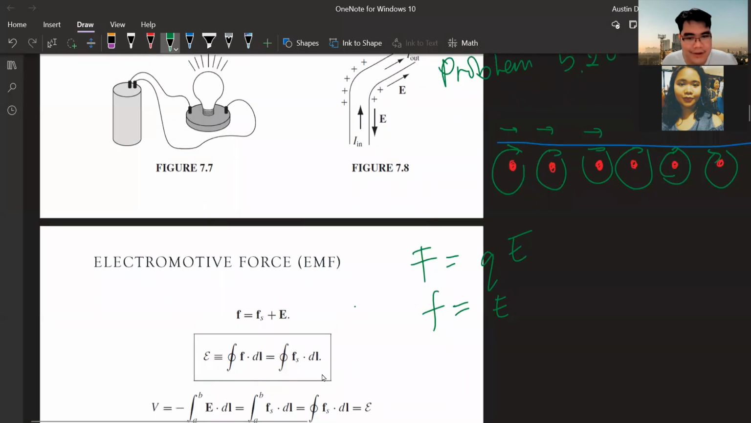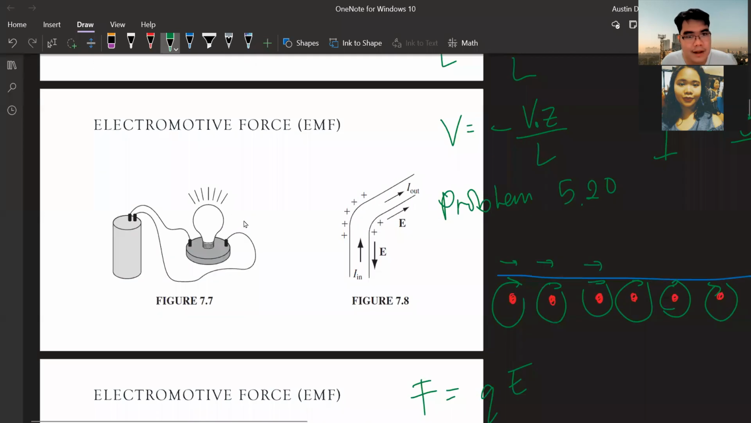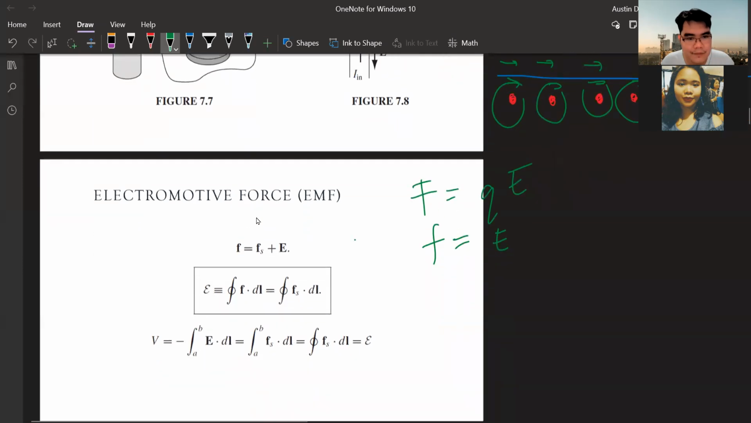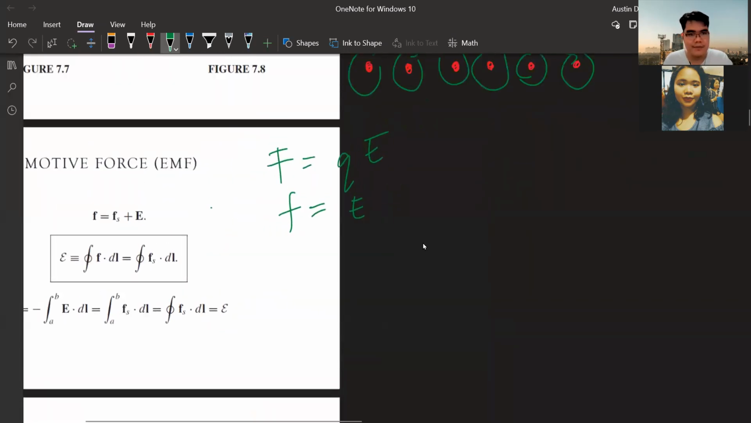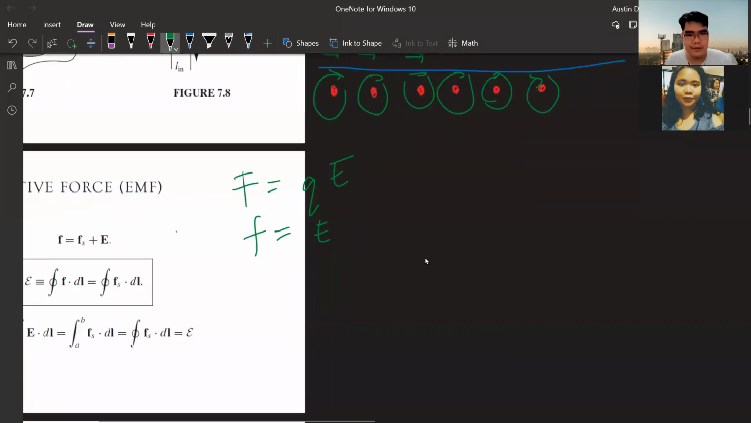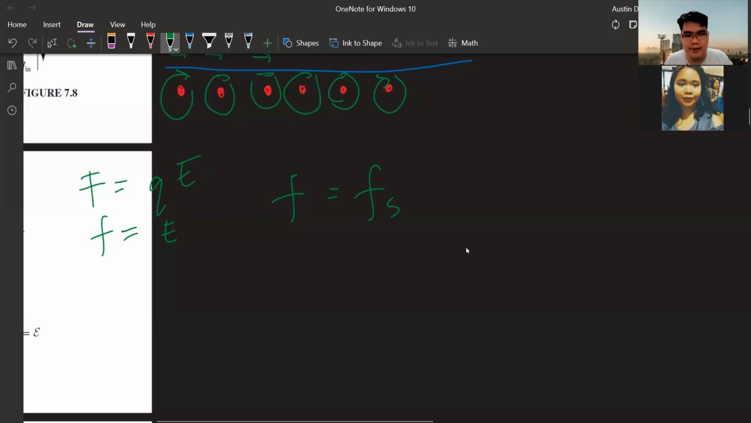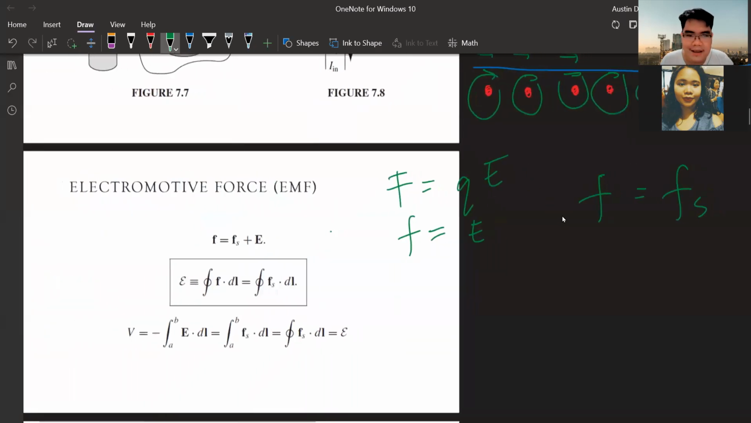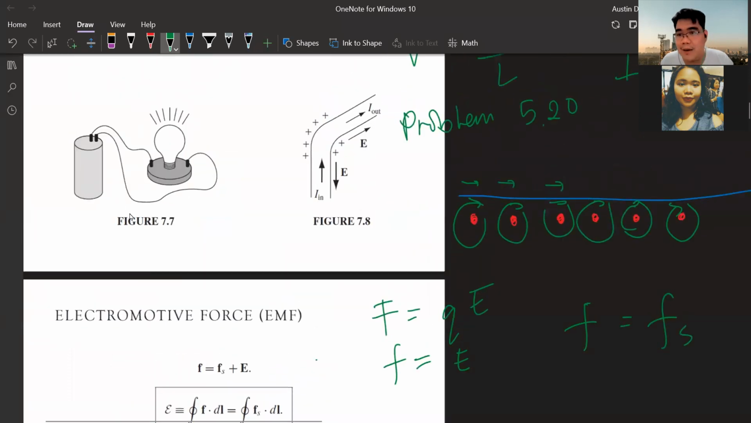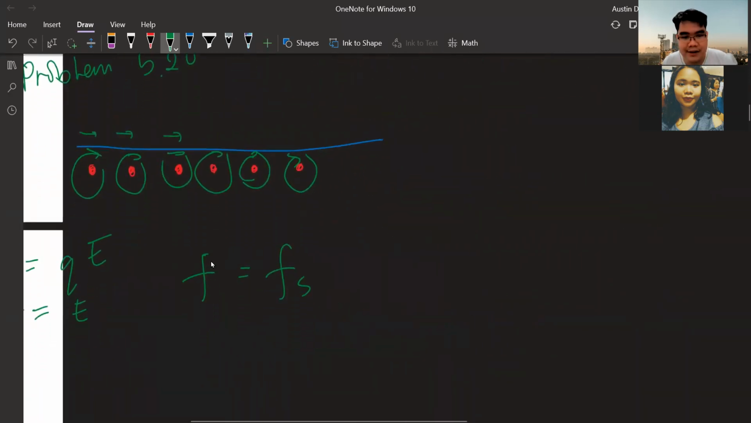Okay, so ano nagpapatakbo ngayon sa tawag dito? Sa charges mo. Okay. So, yung force mo would be, of course, force per unit charge is just Fs, which is the force due to the source, battery, whatever, kung ano man nakakabit dyan on one side, plus the other electric fields that are pushing your charges around. Okay?